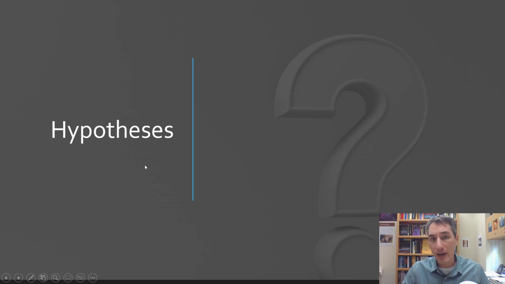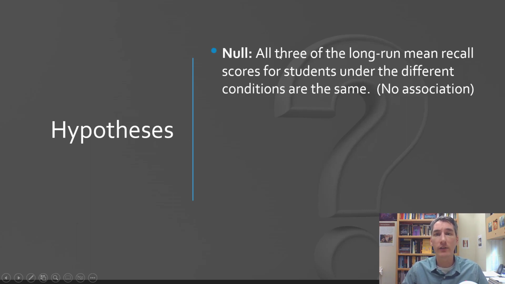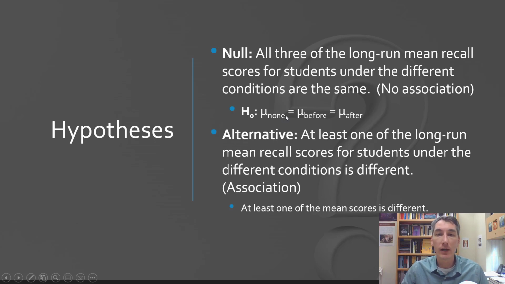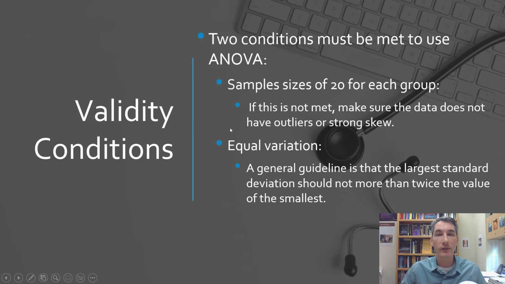So what are the hypotheses for this test? Well, the null is that all three of the long-run mean recall scores under the different conditions are the same, so there's no association. That looks like all the mu's are equal to each other. Remember, quantitative data, so we're looking at averages here. The alternative is that at least one of these mu's is different. You could write that out as at least one of the mean scores is different, or there's an association between whether and when they saw the picture and how many details they were able to recall. So that's the standard hypothesis system.